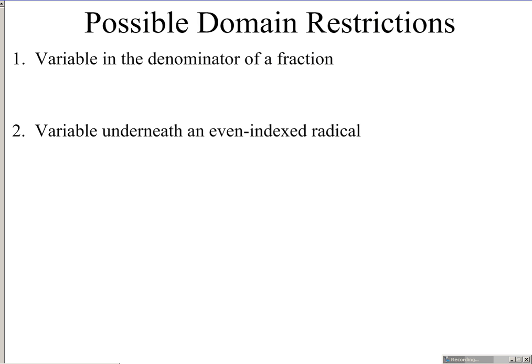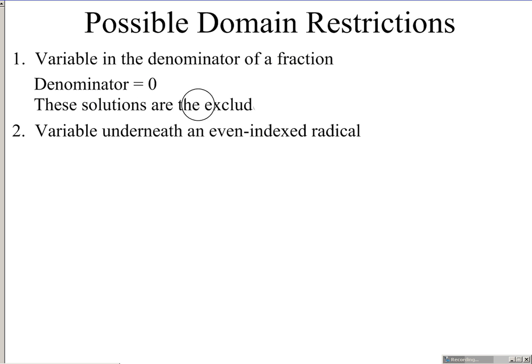Up until now, we have two possible domain restrictions in a relation. If we have a variable in the denominator of a fraction, that creates a possible restriction because the denominator cannot equal 0. So we take the denominator, set it equal to 0, and those solutions become the excluded values of the domain. In other words, those are the only values that x cannot be in that function.